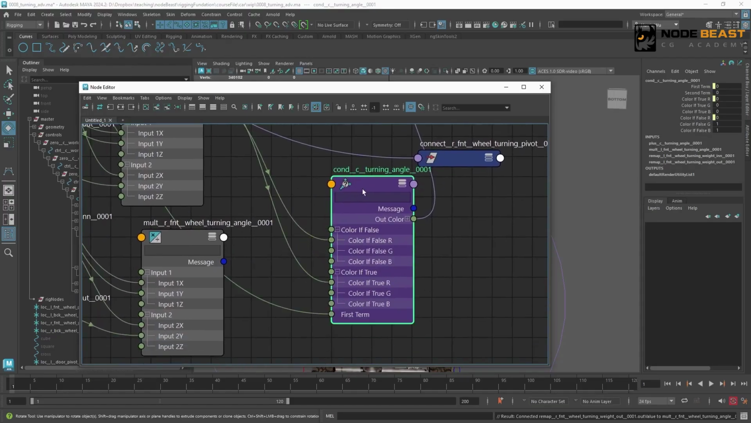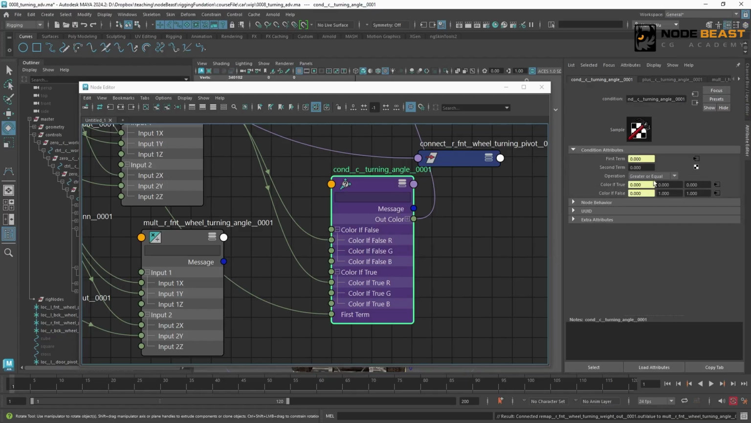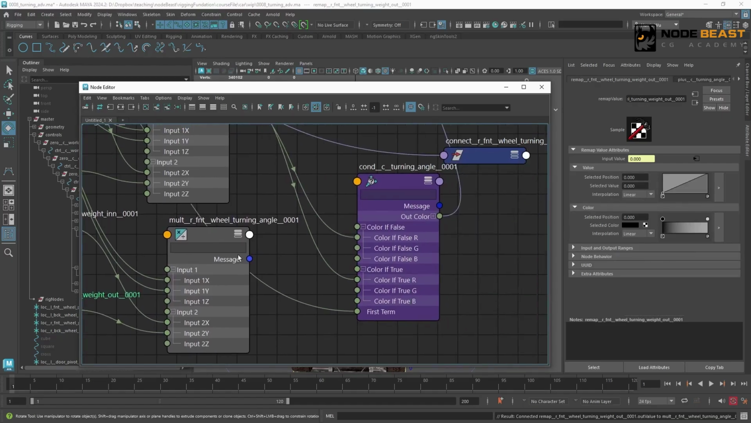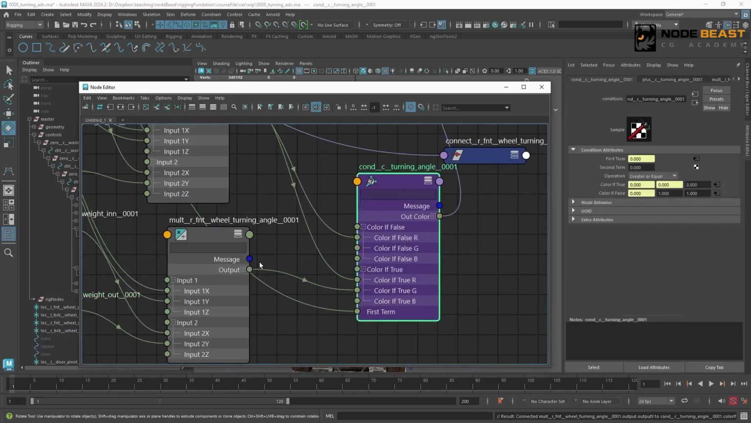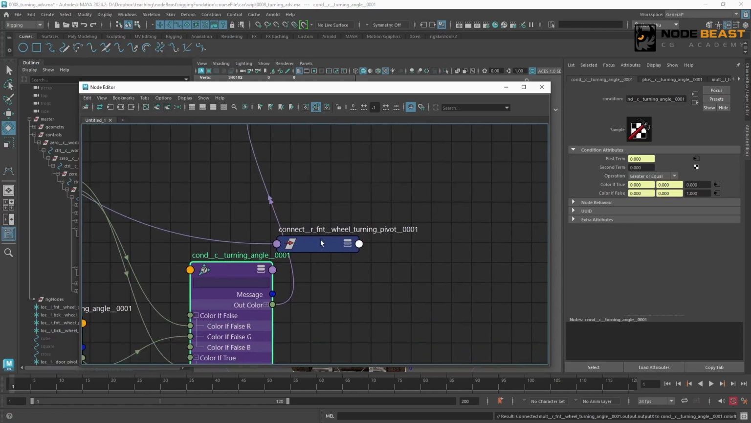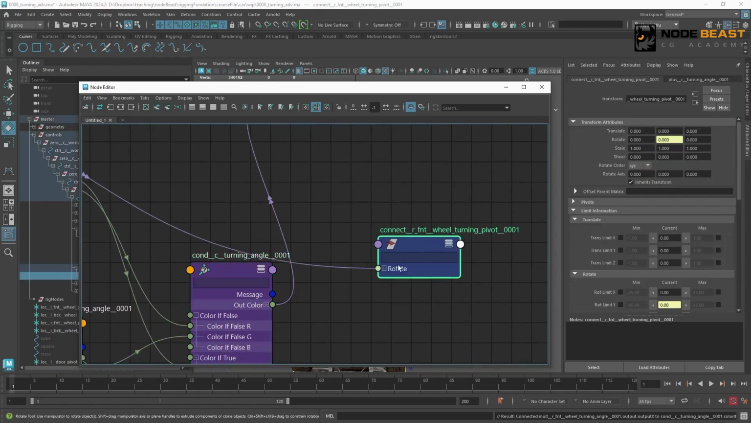Now we need to check here. The color if true situation is turning left. When turning left for the right wheel, that is an outer side rotation. So be careful here. Our outer rotation is connected to the multiply divide node's input 2Y. So here we need to connect output Y to color if true G. And conversely, output X to color if false G. This way, let's connect this final result to the right side.